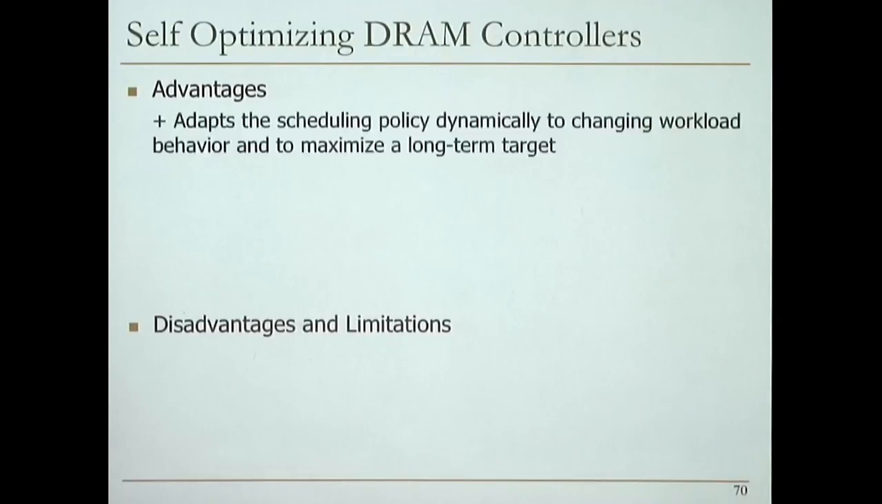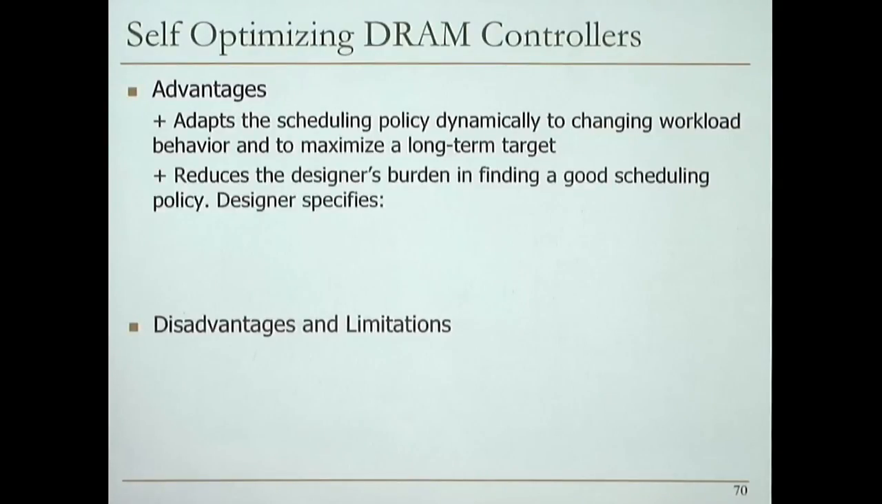I'll go through these. Basically, the advantages: you can adapt the scheduling policy dynamically to the changing workload behavior and maximize a long-term target rate. Whereas if you look at what we've discussed, first come, first serve clearly doesn't adapt. First ready, first come, first serve has some little adaptation because it considers the row buffer hit rate. If you have a good row buffer hit rate, you exploit that, right? But it's not extensive. Now you can adapt much more extensively. And you reduce the designer's burden in finding a good scheduling policy. But you shift the burden somewhere else, right?